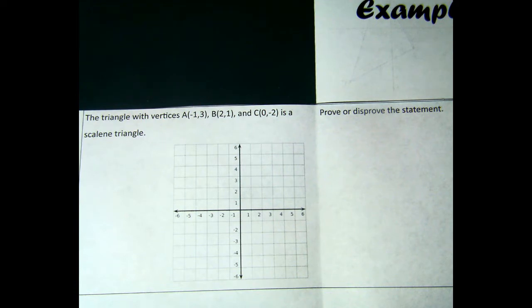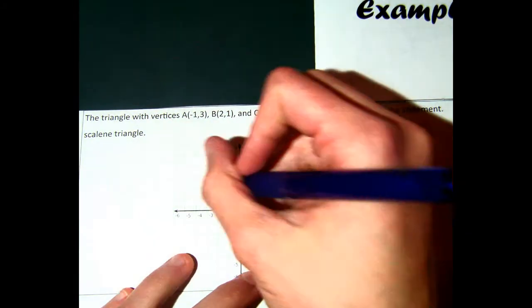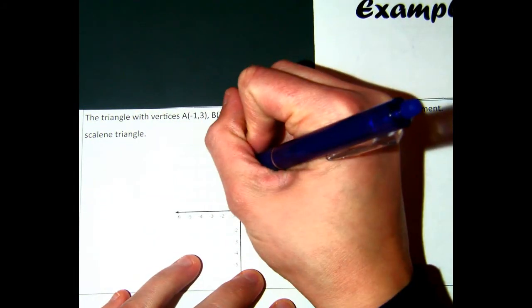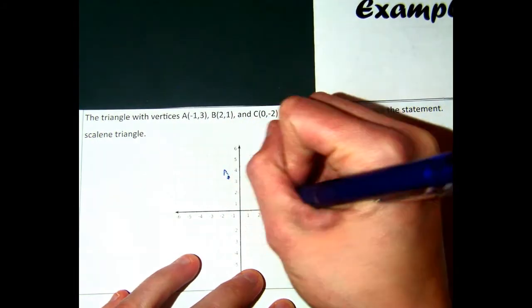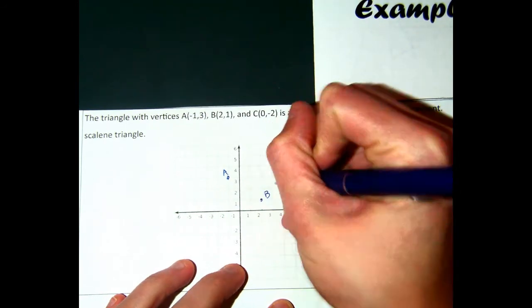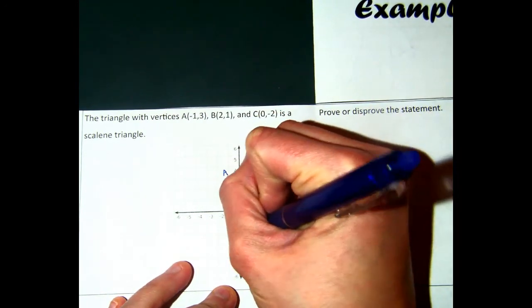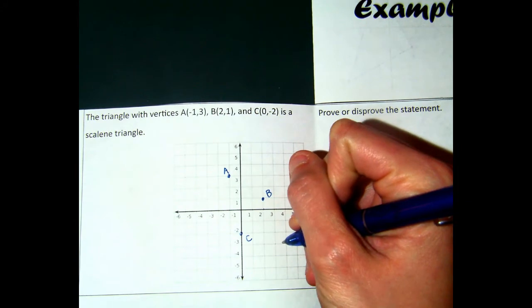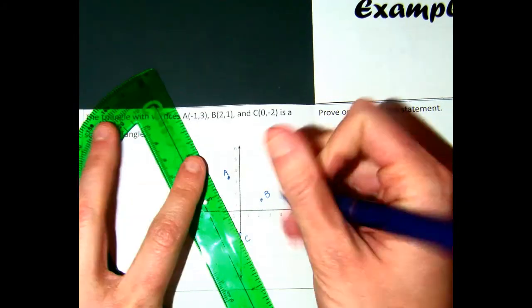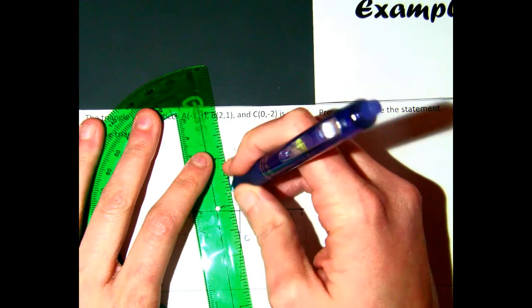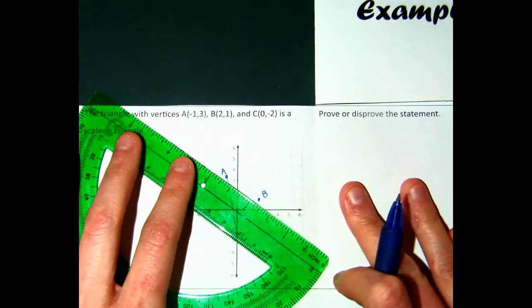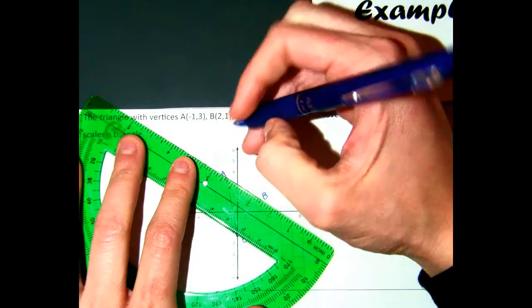Example 4, the triangle with vertices A, B, and C is a scalene triangle. A scalene triangle is a triangle where none of the sides are congruent. So I'm going to go ahead and graph it. Negative 1, 3, 2, 1, 0, negative 2. If any of these look congruent, that's probably where I'm going to start. I don't actually think they're going to look congruent, so that means we might be proving this one, not disproving.